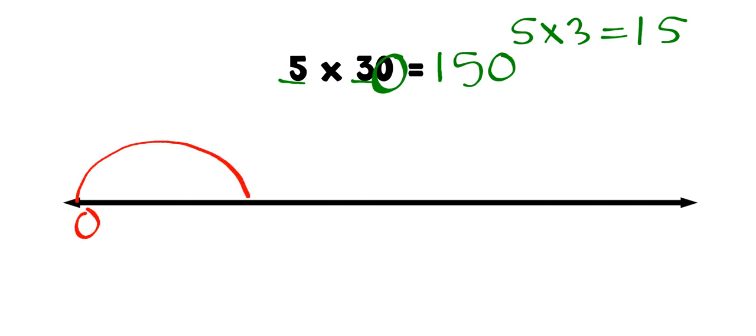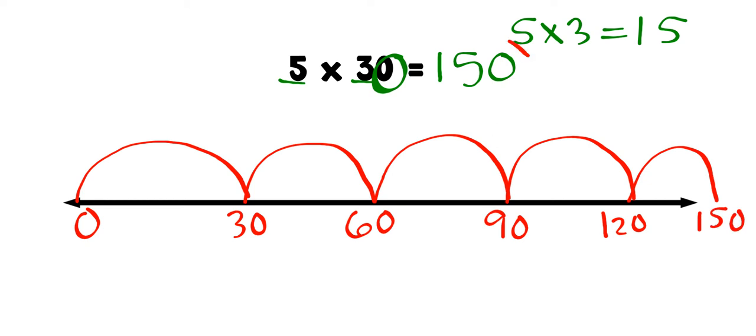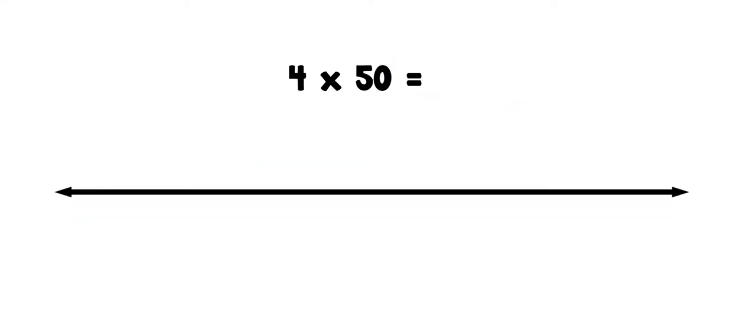One jump of 30 takes us to 30. 2 jumps of 30 takes us to 60. 3 jumps of 30 takes us to 90. 4 jumps of 30 takes us to 120. And 5 jumps of 30 takes us to 150, which is the answer. Looks like we got it.